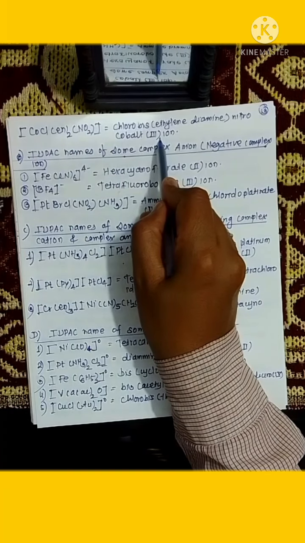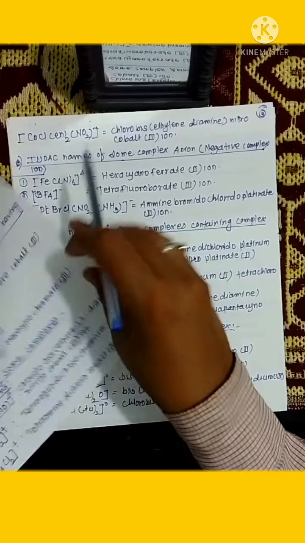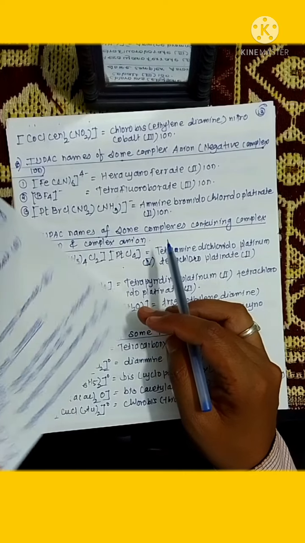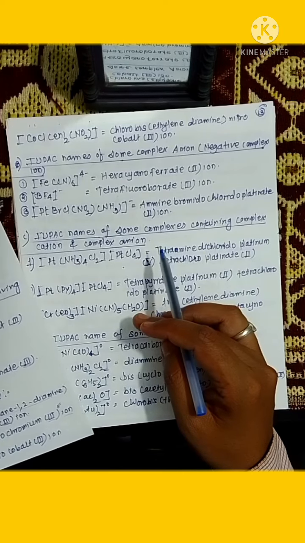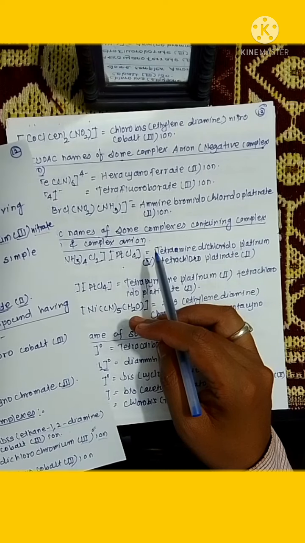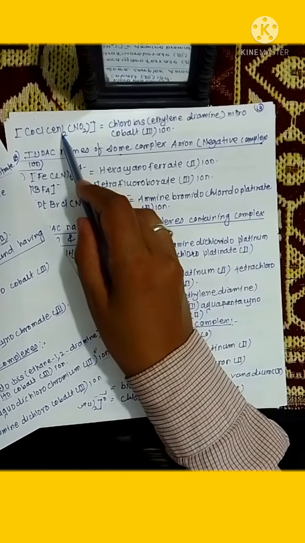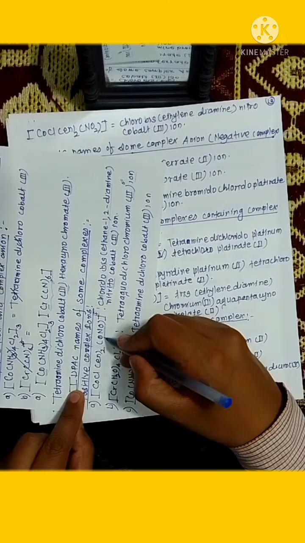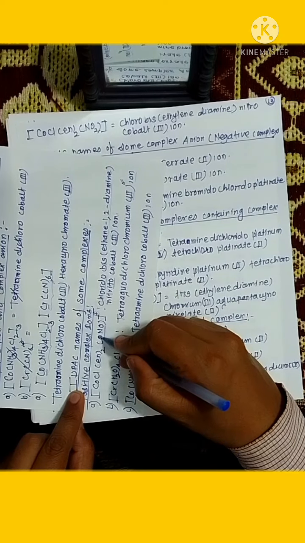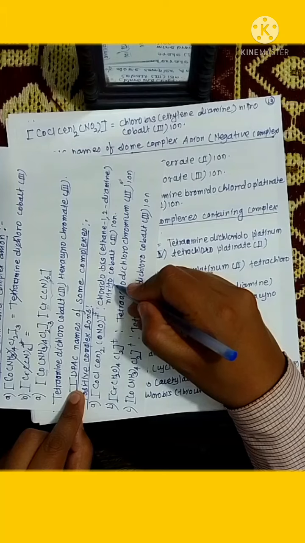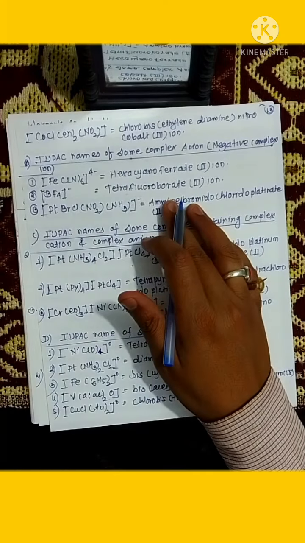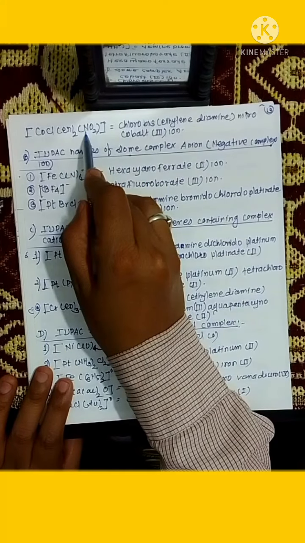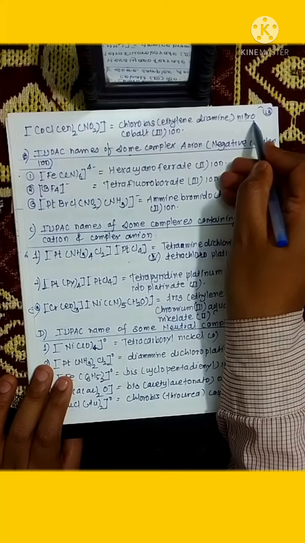Just see the difference between this formula and this formula. Here the nitro is attached through oxygen, that's why nitrito is used, while in this complex the cobalt is directly linked with nitrogen, that's why nitro is written.